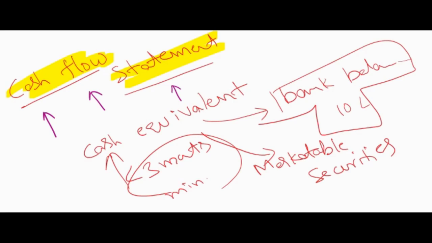So now let us get into the cash flow statement details. Now you understood that all the transactions that happen with cash are recorded in the cash flow statement. So what kind of cash flow transactions do you have in a business? You can broadly categorize them into three categories. One is cash flow from operating activities.